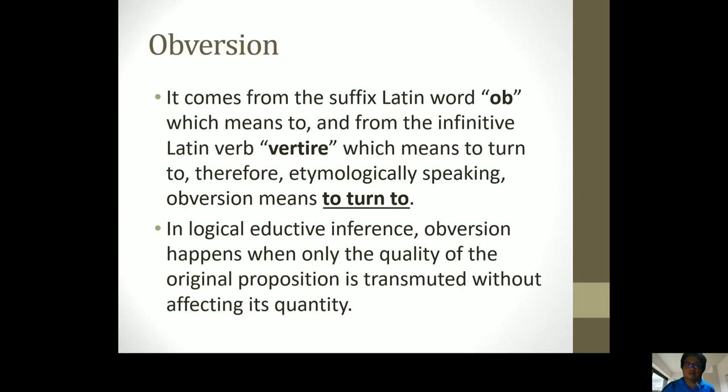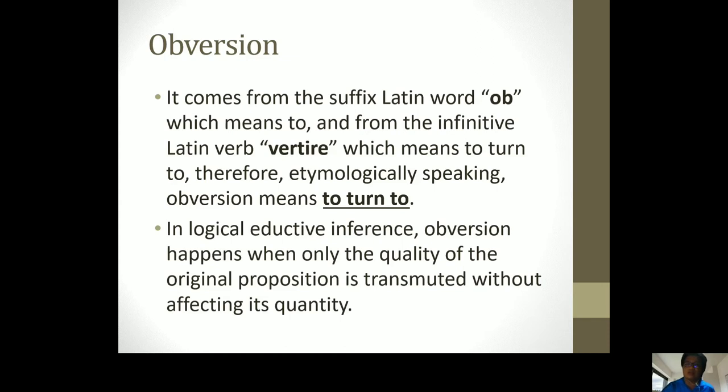Okay, now let us proceed with aversion. It comes from the Latin prefix ob, which means to, and from the infinitive Latin verb vertere, which means to turn to. Therefore, etymologically speaking, aversion means to turn to. But if we're going to define it as a logical deductive inference, we can say that aversion happens when only the quality of the original proposition is transmuted without affecting its quantity.